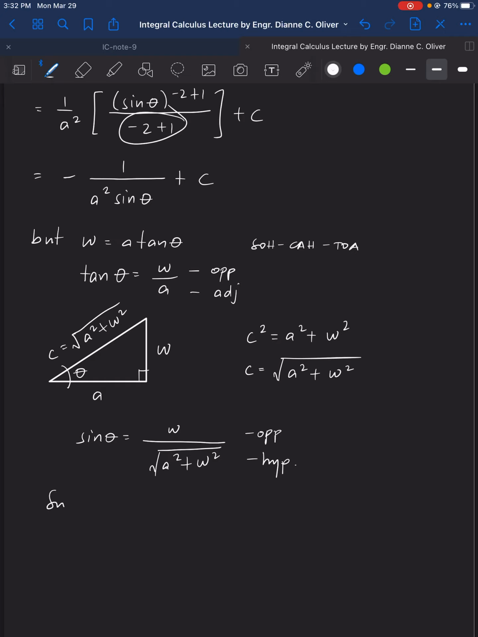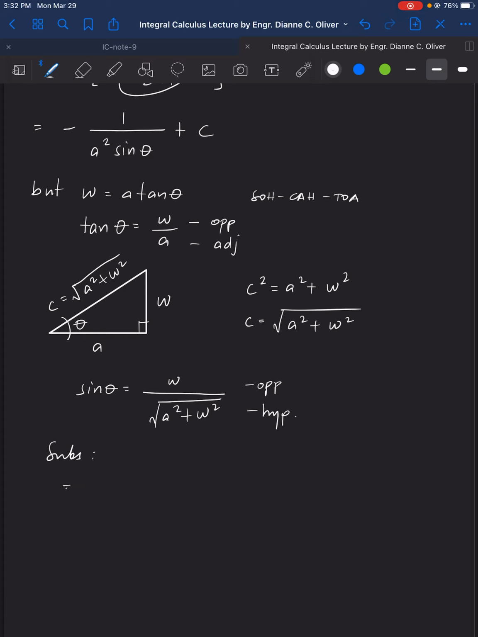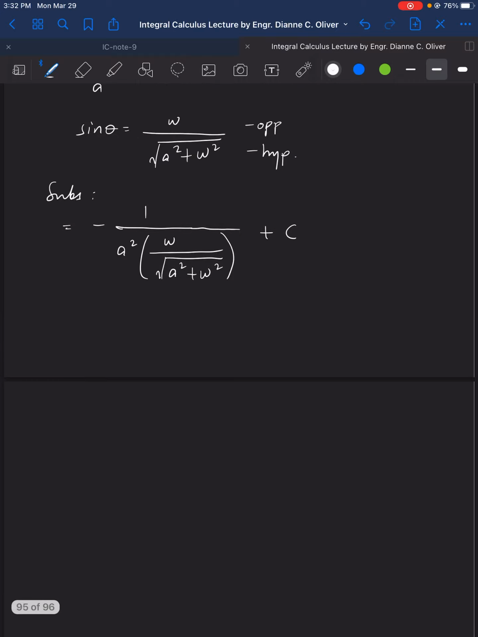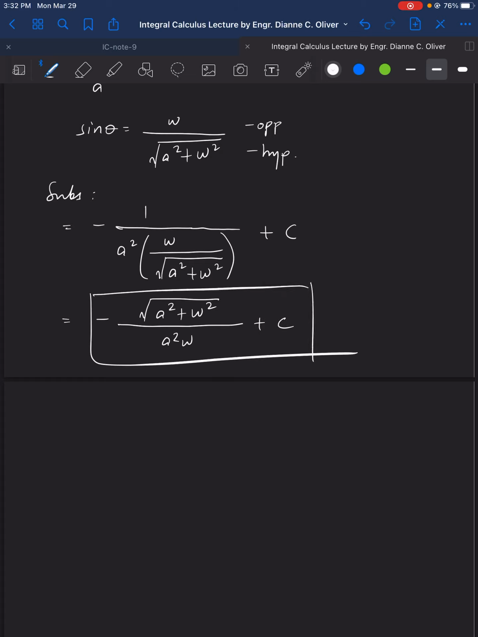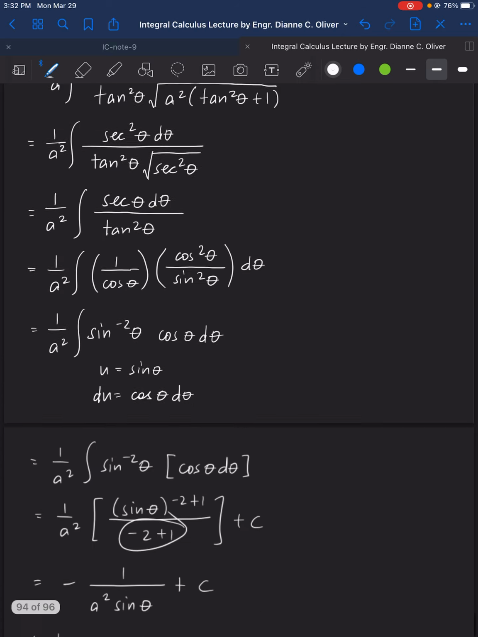Substitute now. The final substitution is equal to negative 1 all over A squared, sine is W over square root of A squared plus W squared, plus C. So the final answer now here is equal to negative square root of A squared plus W squared all over A squared W plus C. So that's the final answer. So that's for number 3.